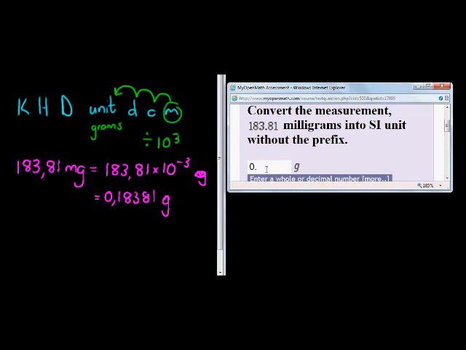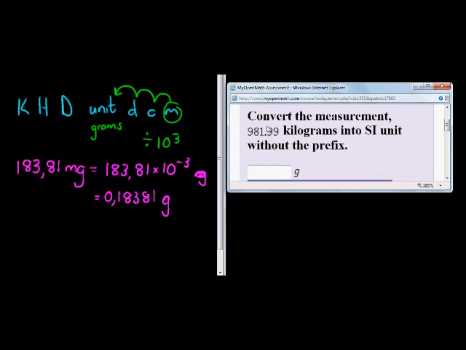Okay, remember, the South African system uses commas as the decimal indicator, while when we work on computers, which is international, we use a point. Okay, so 0.18381. And there it's already got the unit, so I don't need to put the unit in as well. Well done, let's look at another example.